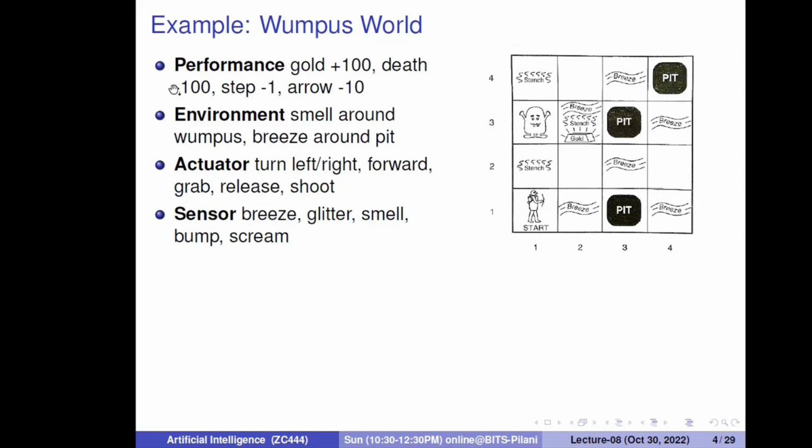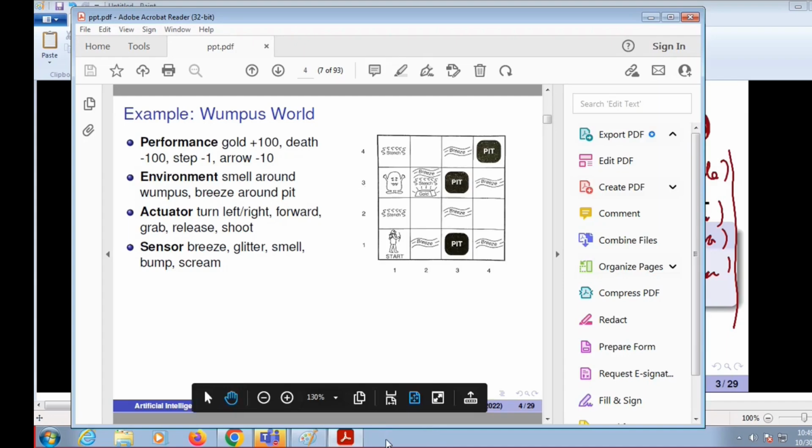Let me define a very easy kind of thing for you, to show how a complete logical agent can be defined. Let's assume this is the scenario. This is the space, and in this space, how many places are there? 4 into 4, 16 places are there.